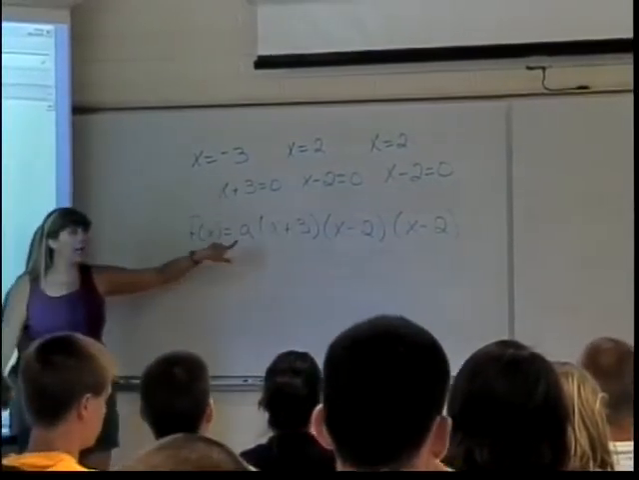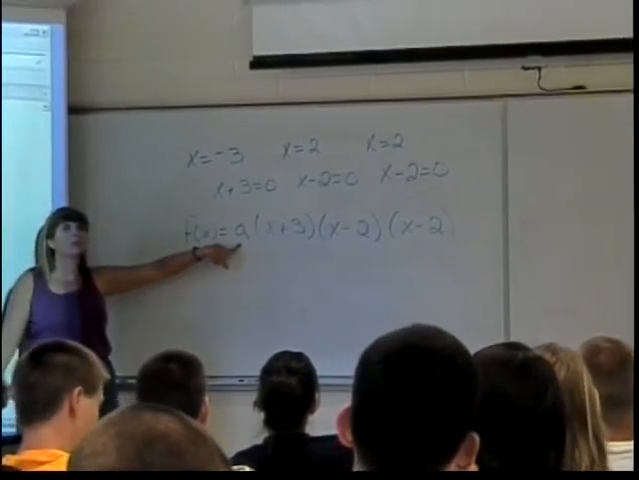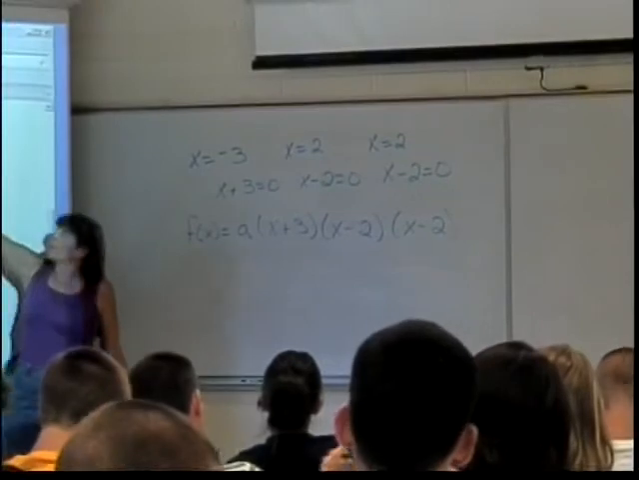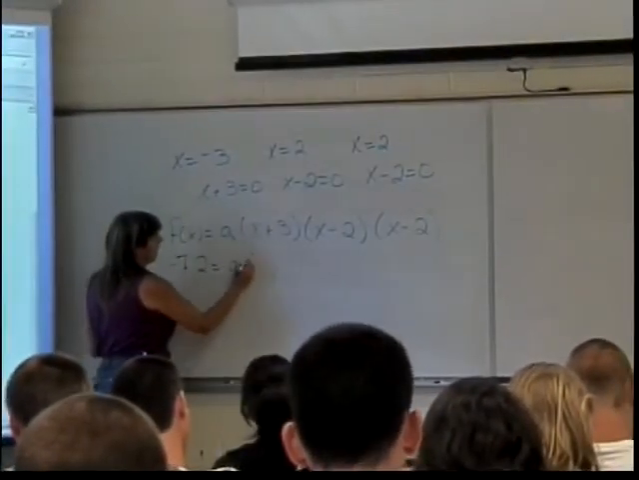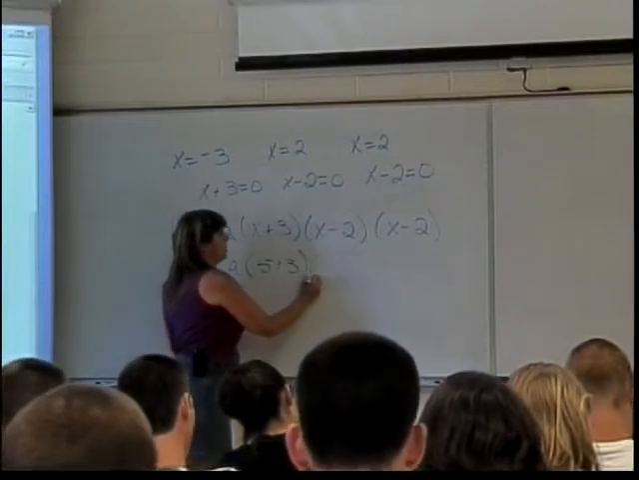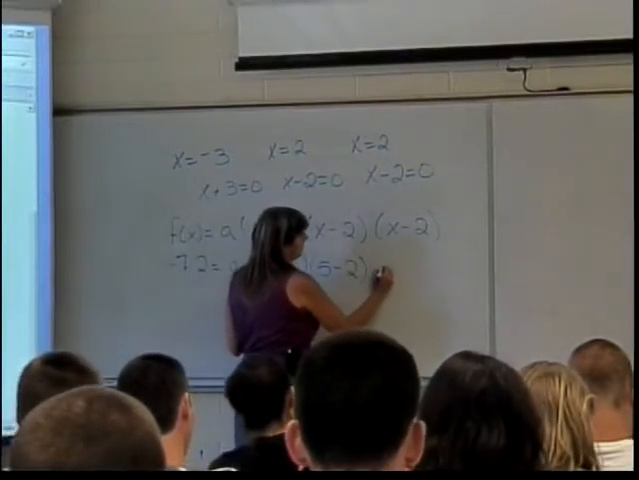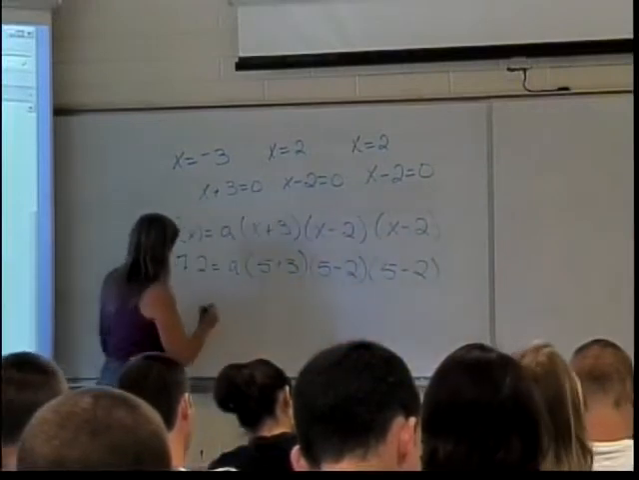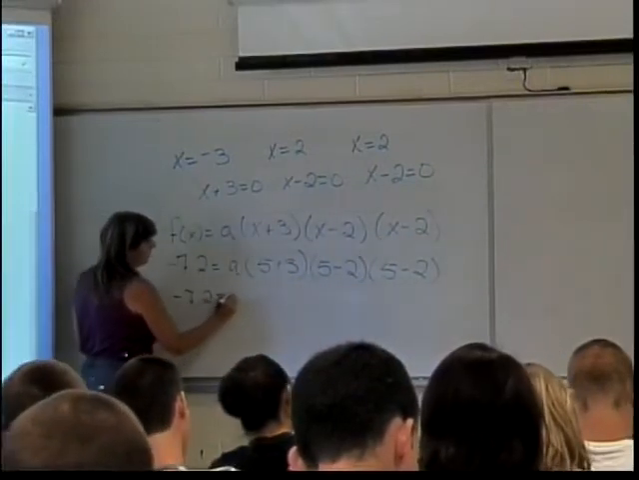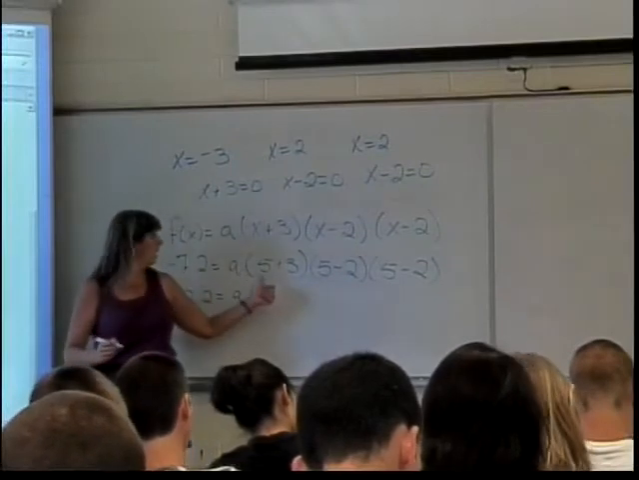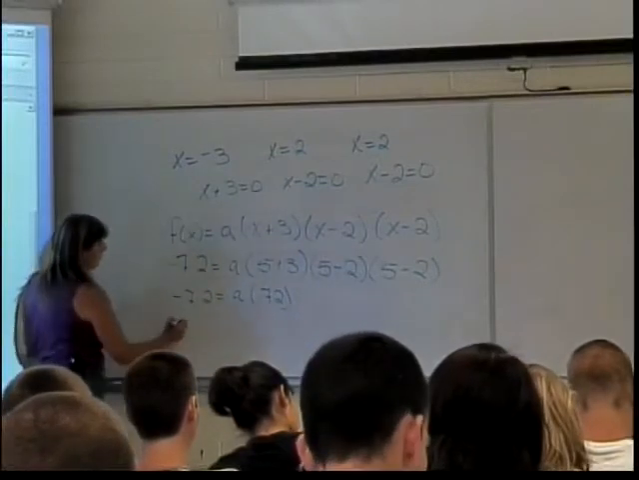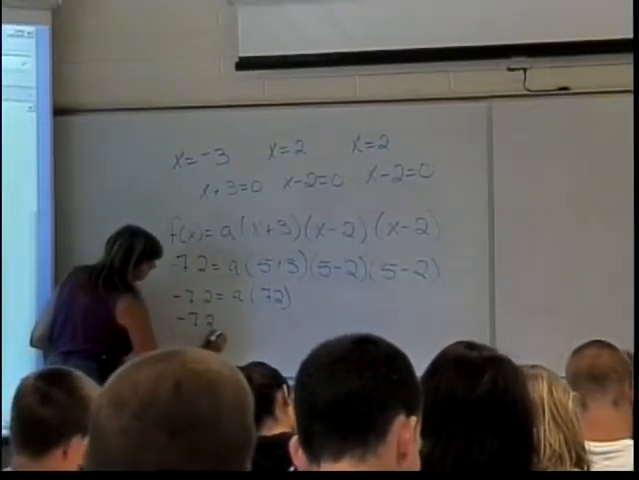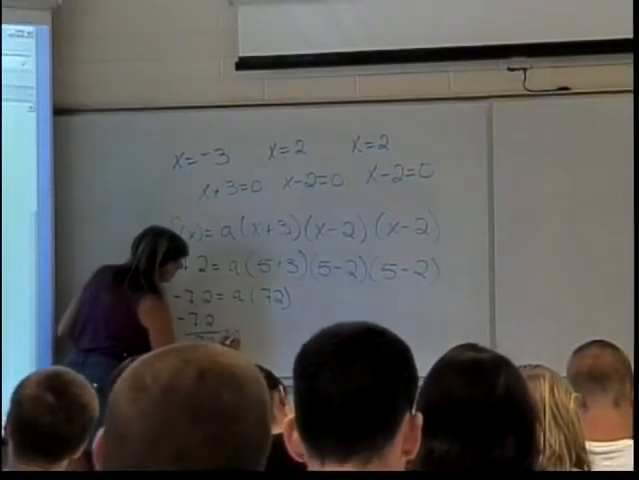How do I figure out what a is? Plug in the point. I plug in 5 for x. I plug in negative 7.2 for f of x. So I have negative 7.2 equals a times 5 plus 3 times 5 minus 2 times 5 minus 2, which will give me negative 7.2 equals a times, and if you multiply all these out, it's 8 times 3 times 3, which is 8 times 9, or 72. So if I divide negative 7.2 by 72, that is going to be my a.